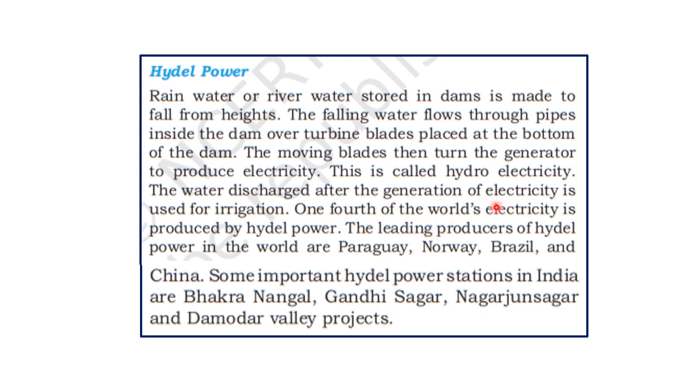One-fourth of the world's electricity is produced by Hydel Power. The leading producers of Hydel Power in the world are Paraguay, Norway, Brazil, and China. Some important Hydel Power stations in India are Bhakra Nangal, Gandhi Sagar, Nagarjuna Sagar, and Damodar Valley project. Find out the location of all these multi-purpose projects on rivers and states.